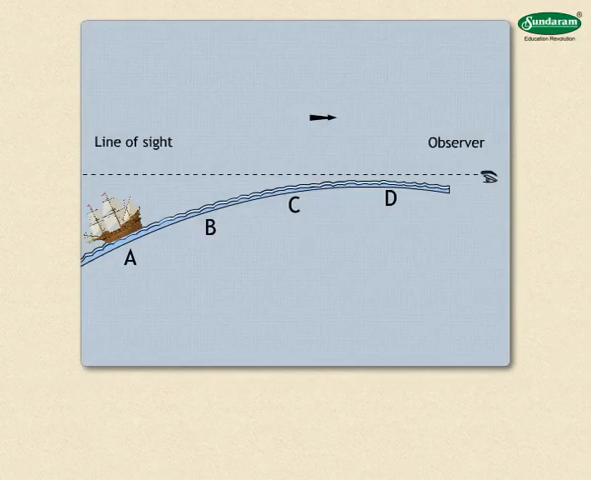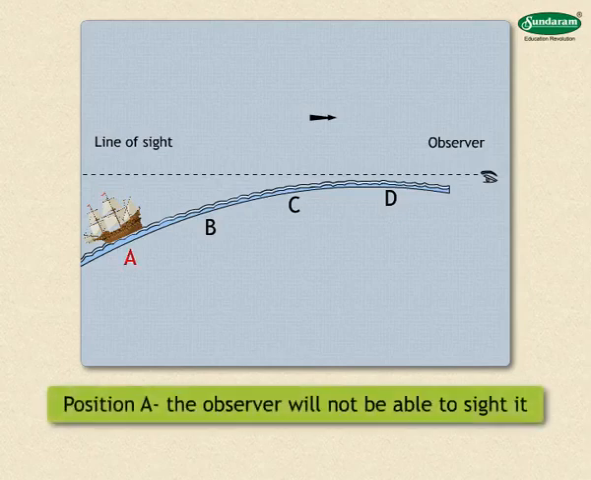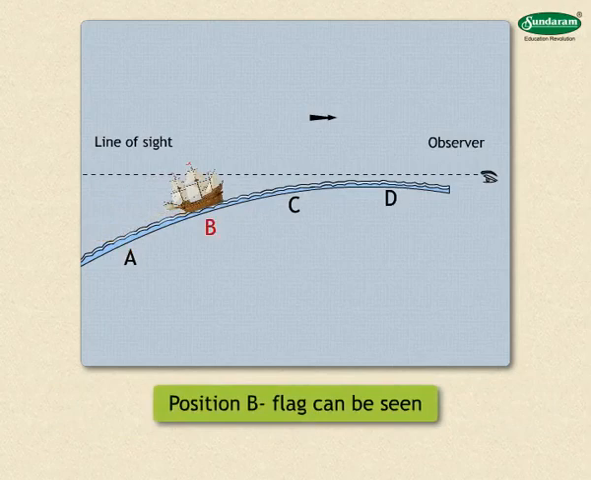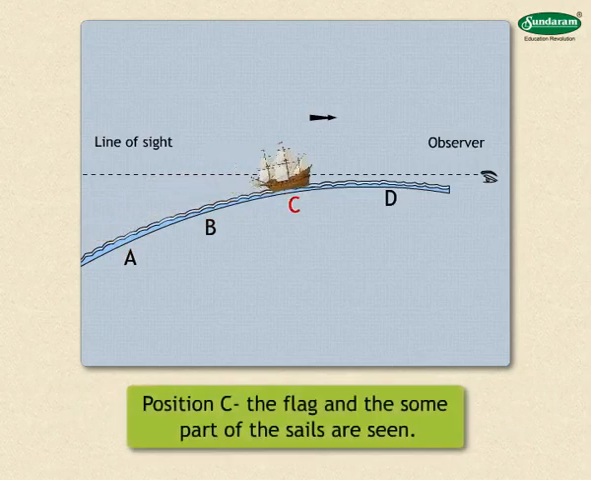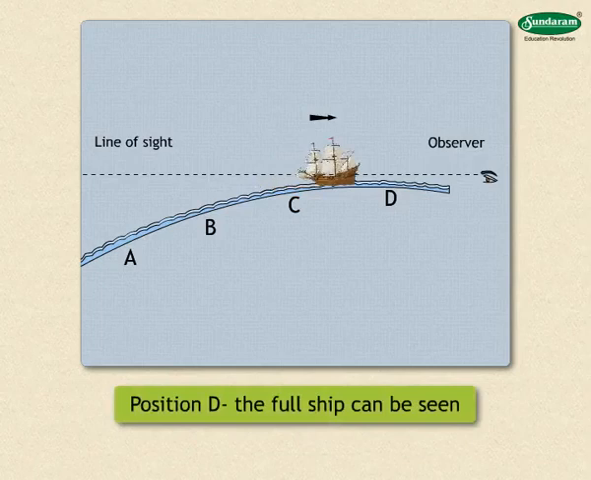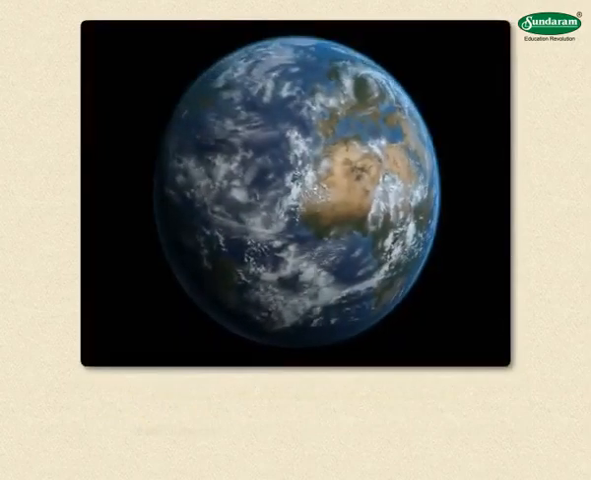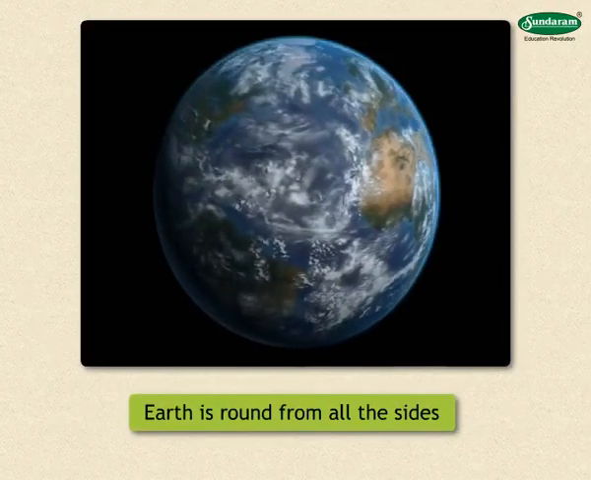See the figure? We can see the picture of a ship coming towards the shore. At position A, the observer will not be able to sight it. He can see only its flag when it reaches position B. At position C, the flag and some part of the sails are seen. Lastly, he can see the full ship when it reaches position D. He got the same experience during different voyages in different parts. This helped him to conclude that the Earth is round from all the sides.